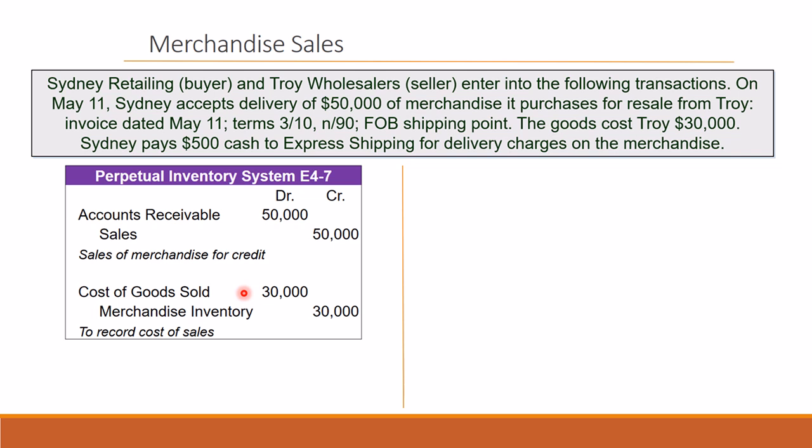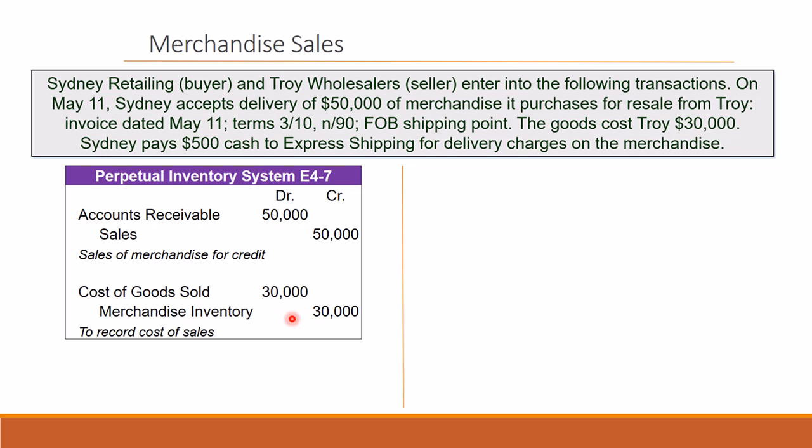In our example, we've got a debit to cost of goods sold, increasing it by $30,000, and that matches it against the $50,000 sales revenue we record in our first entry. In the second entry, we also have a credit or decrease to merchandise inventory for $30,000 to remove the inventory from the balance sheet. I'll note that at the time of the sale, again, similar to what we did on Sydney Retailing's, the buyer side, we completely ignore the 3% discount. We have to wait until we determine whether or not Sydney really does pay within the 10-day window, and that's when we will record it if they do.